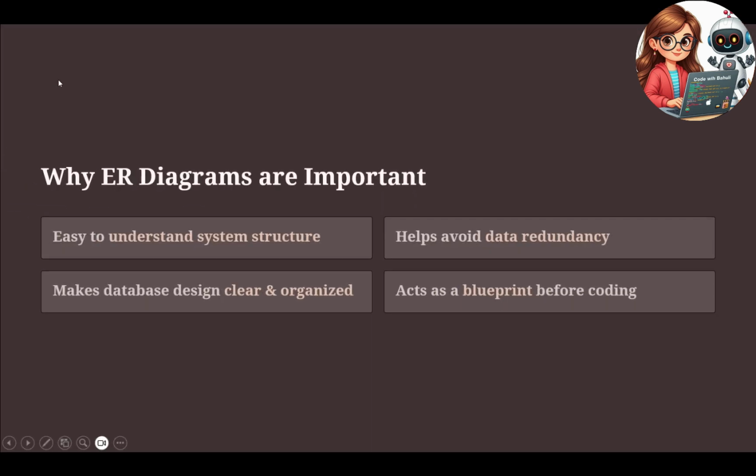So let's move ahead. Why are ER diagrams important? They are easy to understand system structure, help avoid data redundancies, make database design clear and organized, and act as a blueprint before coding. So these points you can write in your exam if it is asked.